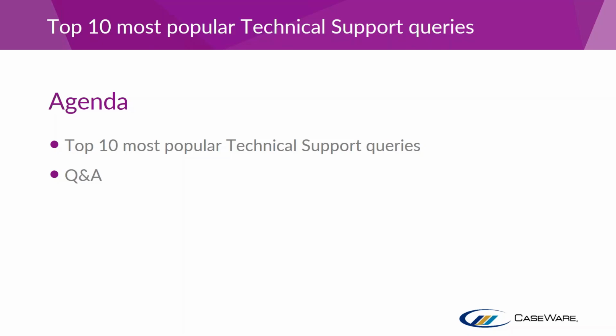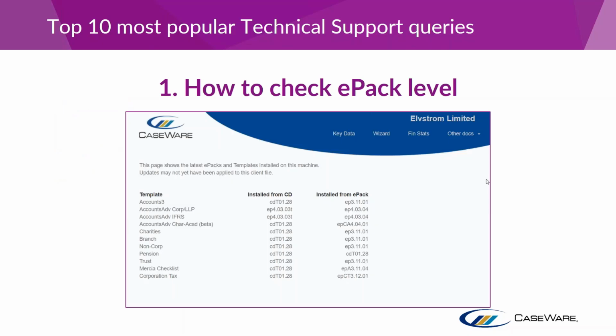Okay, so the first area we're going to look at is how to check the EPAC level. We're going to start off with the simpler ones first. As this is an introductory webinar, it's aimed at newer users. So if you know what this is, bear with us as we get through to some content that may be more relevant to you. First off then, how to check the EPAC level. For you guys, it's going to be within your Accounts Advanced files.